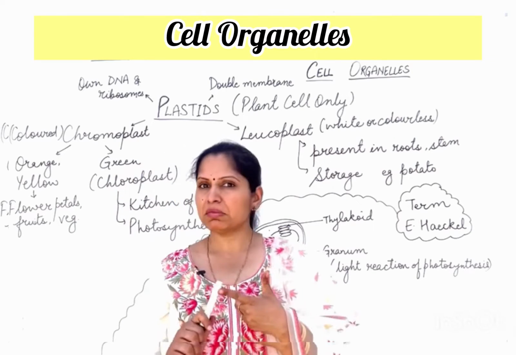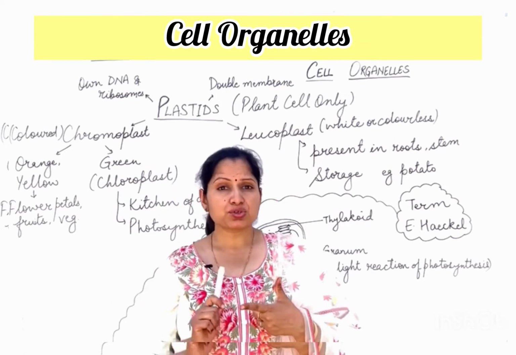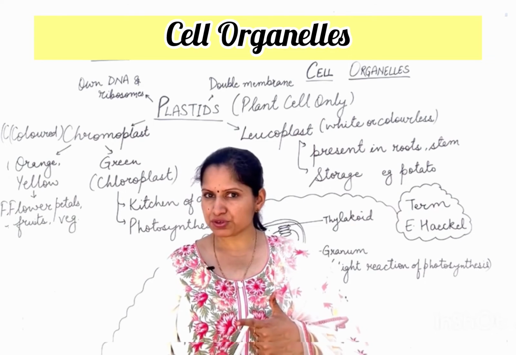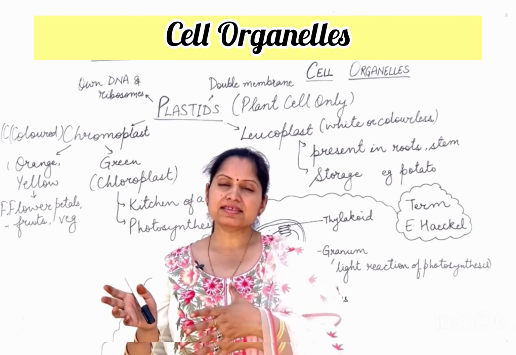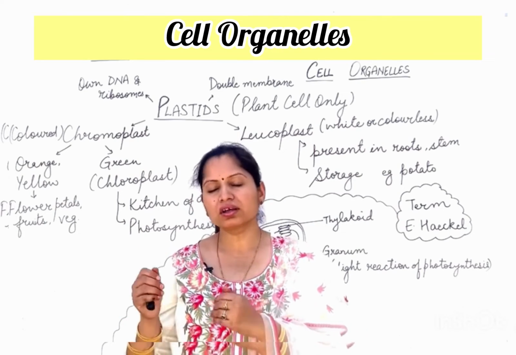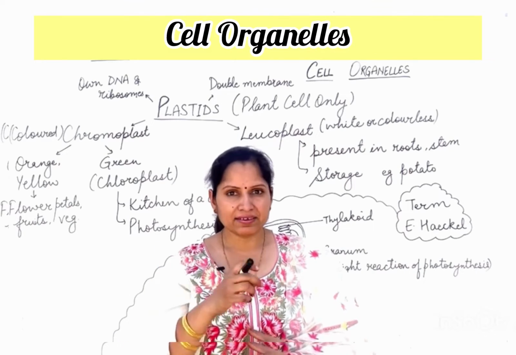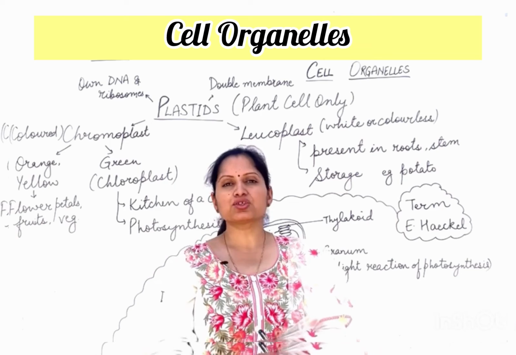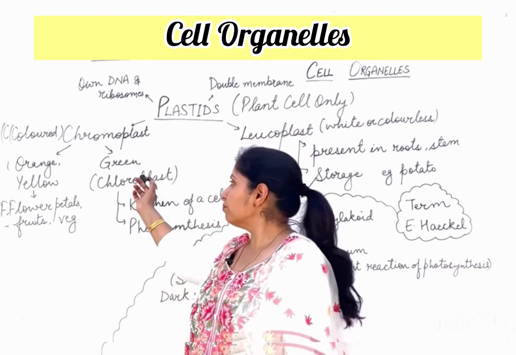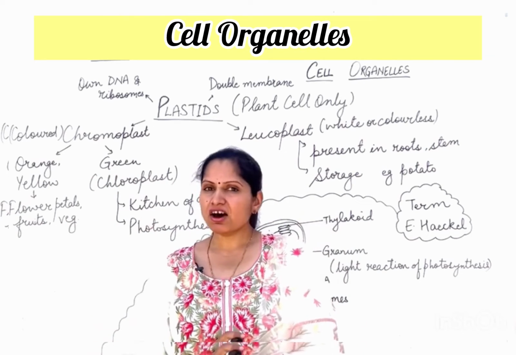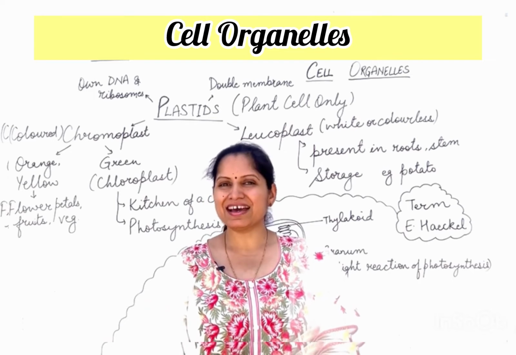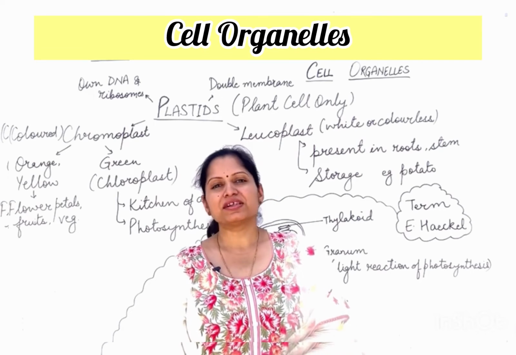What you really need to remember is it's a double membrane bound structure having its own DNA and own ribosomes. It could be colorless, that is leucoplast, or colored, that is chromoplast. If it's colored and the color is green, that specially is known as chloroplast. The cell organelle known as the kitchen of the cell is also the chloroplast.